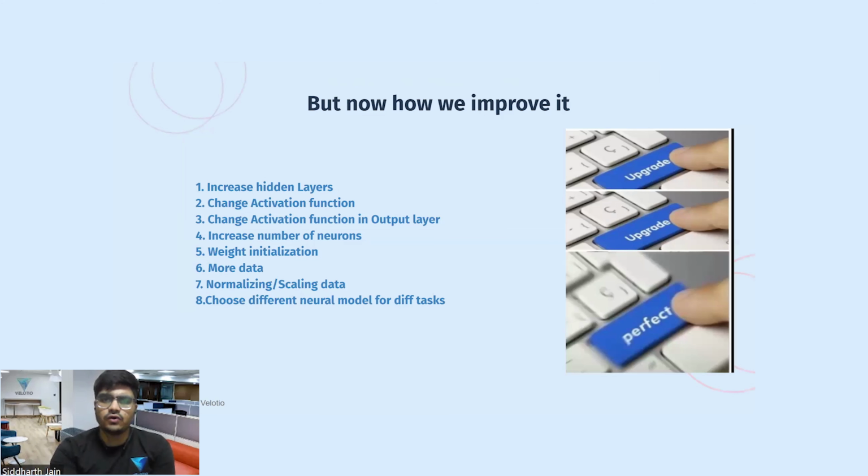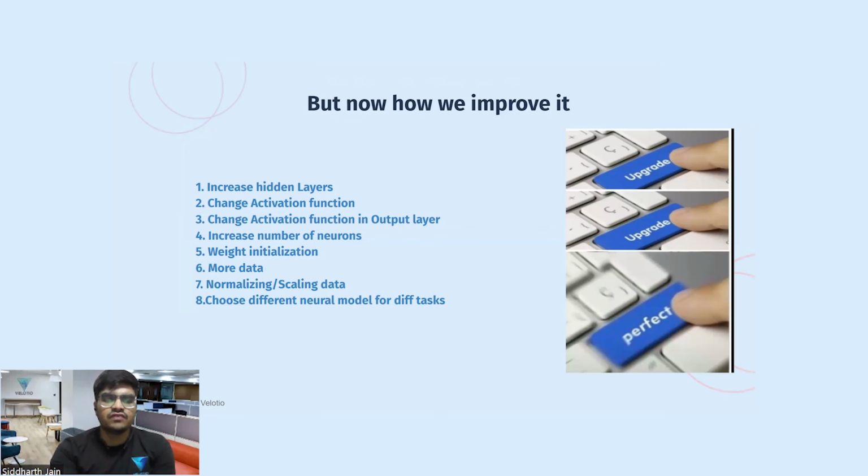But how do we improve now? We can increase the hidden layers, by 10, 20, or as much as we want. We can change the activation function. It again depends on the type of neural network you're going to use. We can change the activation function in the output layer. We can make it binary, we can make it non-binary, and so on. And we can increase the number of neurons. Increasing the number of neurons also increases the computation power and the training time as well.